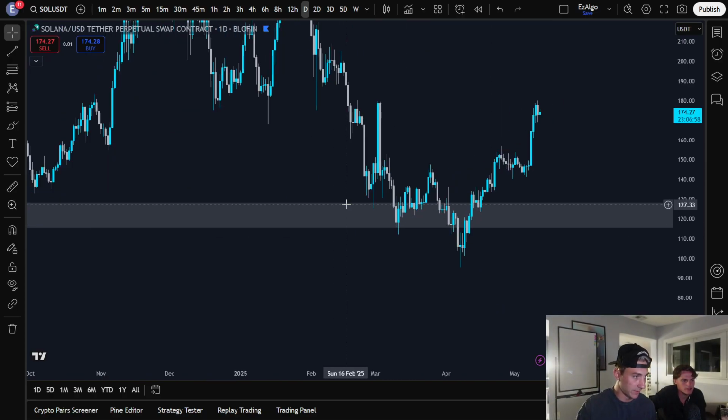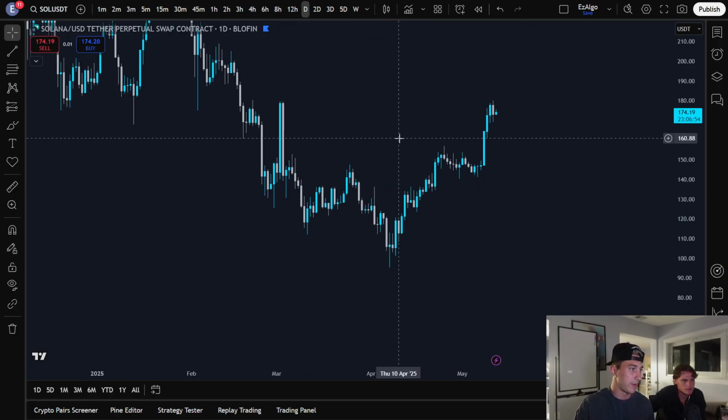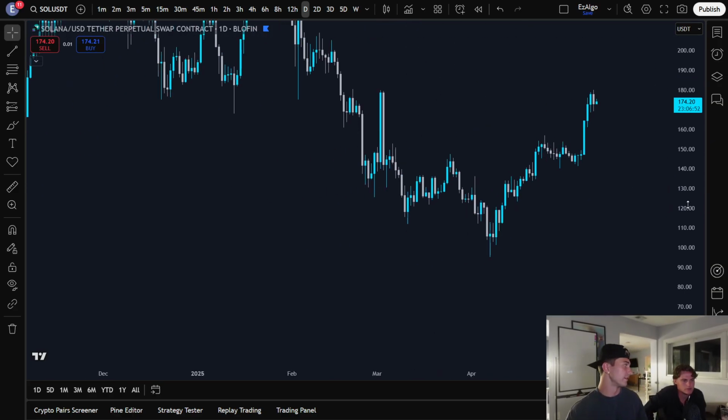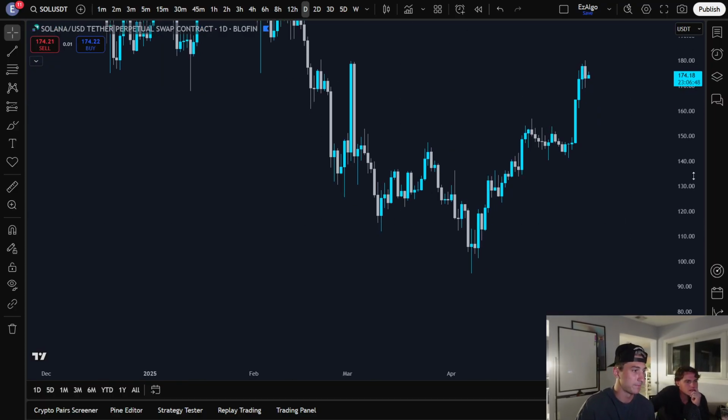Something else I like to do, and this is good, is a sweep, or a swing failure pattern. This is getting a little bit more advanced now, but I think we get it. So, a swing failure pattern.